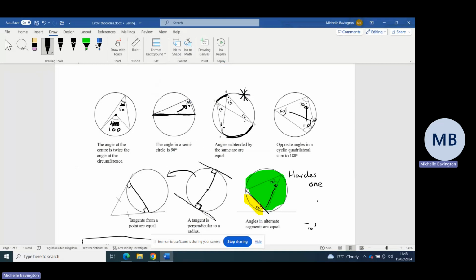Tangents from a point are equal, so if you put a line there, they make an isosceles triangle. Now this one is very much connected to that one. The radius, where the tangent meets the radius, is always 90 degrees. And we can see that here, look, 90 degrees, because it meets the radius there, and it meets it there. And that would make an isosceles triangle, the base is the same.